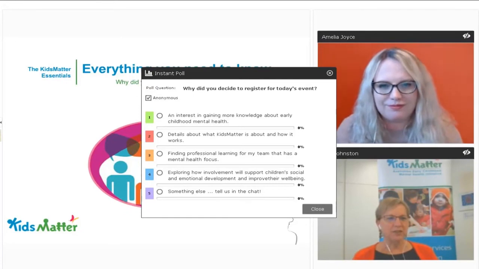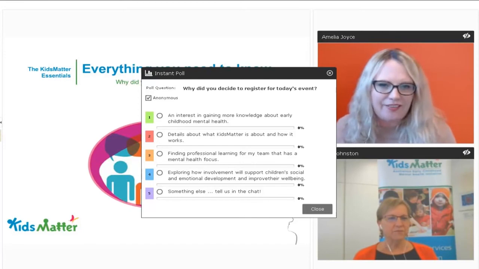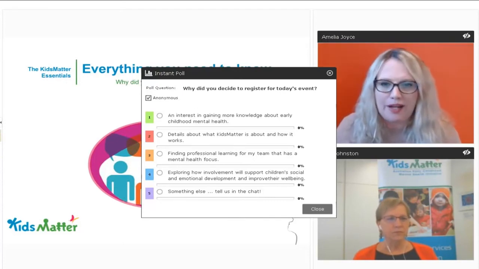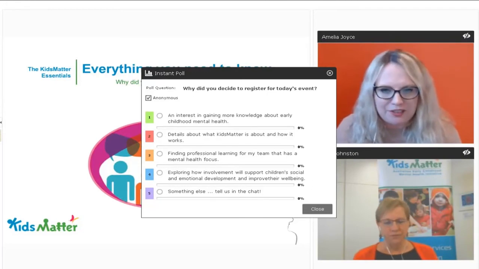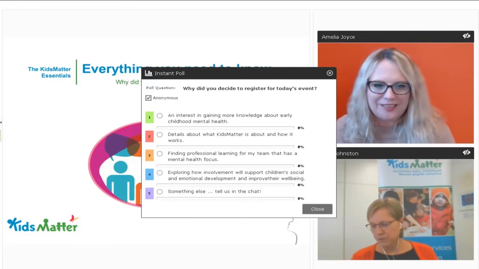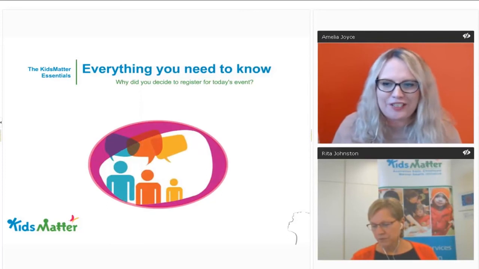That's one of the key issues, and all the research that's out and about in mental health now is helping educators understand that something like KidsMatter, which is about early childhood mental health, is a framework that's really going to help them grapple with some of the issues that they're facing in their services. Excellent. Yeah, definitely. And that's reflected in the responses that people have popped up. We'll stop the poll now. 54% of people were interested in knowing more about KidsMatter Early Childhood and early childhood mental health and exploring how to support children's social and emotional wellbeing. The clear winners. Thank you everyone for sharing those few details about yourself with us.